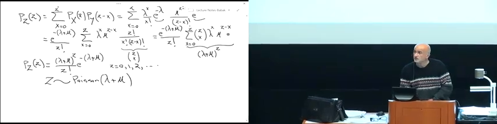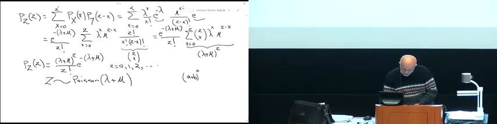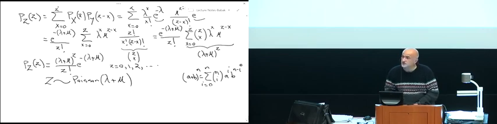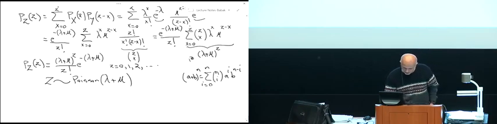This summation? So (A + B)^n is the sum from i = 0 to n of n choose i, A^i, B^(n−i). Isn't this the form of the binomial you studied? So here your n is z, A is lambda, B is mu. It's only the symbols that have changed, but this is the binomial theorem.